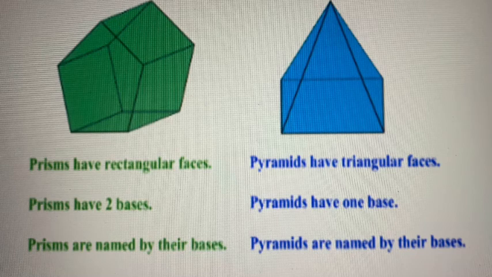Then we have a pyramid that has triangular faces. Pyramids only have one base. Pyramids are named by their bases. This would be a square-based pyramid.